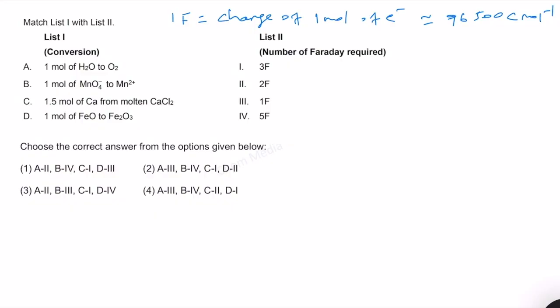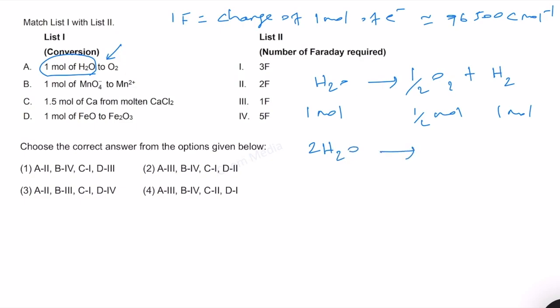The first reaction given is 1 mole of H2O to O2. The stoichiometry here is not specified. 1 mole of H2O would actually give half a mole of O2 and 1 mole of H2. The stoichiometry is specifically mentioned for the water, and therefore we need to figure out for 1 mole of water what is the charge required. This is half a mole, this is 1 mole. If we have 2 moles of water, you would get 1 mole of O2 and 2 moles of H2.